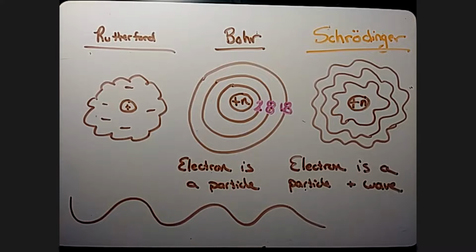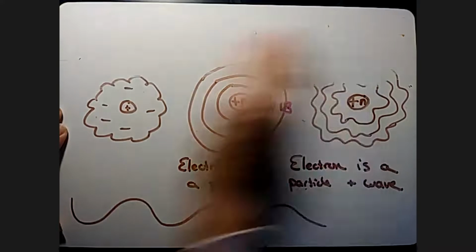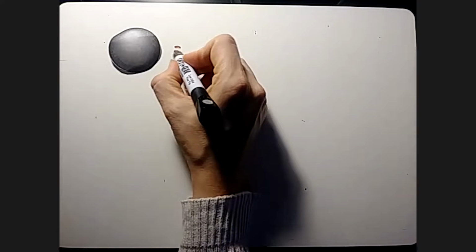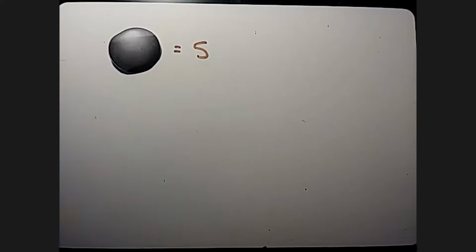Okay, so you should be back to my board now. Let me erase that quickly. Okay, so the first shape that Schrodinger develops is something called the S shape. It looks a little something like this. It's just a solid, beautiful, lovely little sphere.